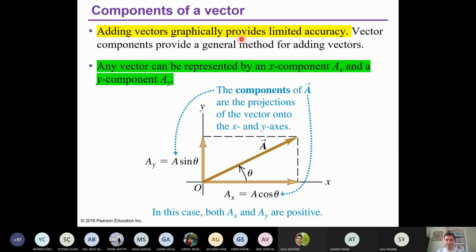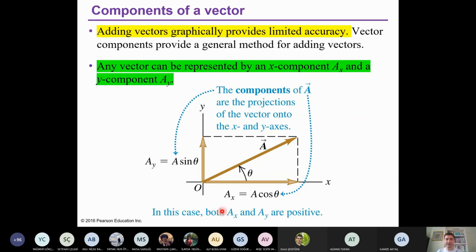Here you see a vector, and this is the x-axis, this is the y-axis, and we would like to determine the x component and y component of this vector. This is very easy for you. You know it already, maybe from your high school years. The x component of this vector is given by A times cosine theta, and the y component is given by A times sine theta. By using these Ax and Ay components, we can carry out vector addition, vector subtraction, and we can also use these components in vector products.